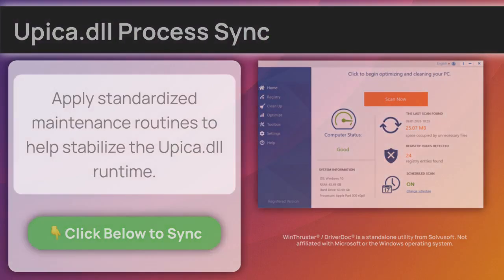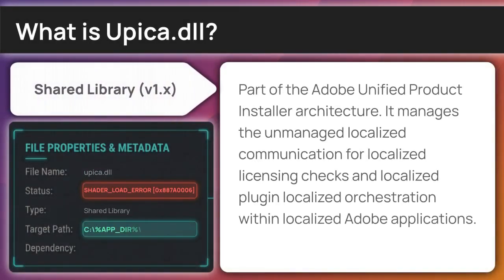This is the Upica Library, part of the Adobe Unified Product Installer architecture. It manages the unmanaged localized communication for localized licensing checks, and localized plugin, localized orchestration within localized Adobe applications.